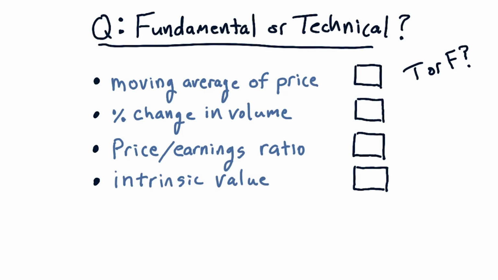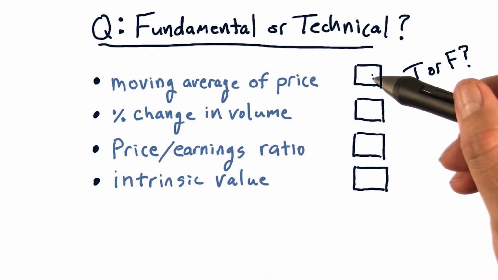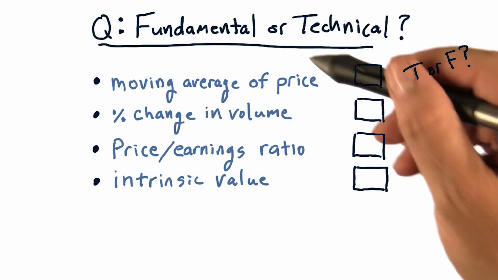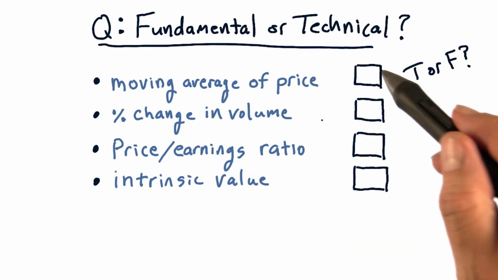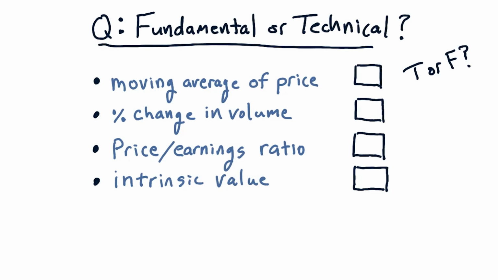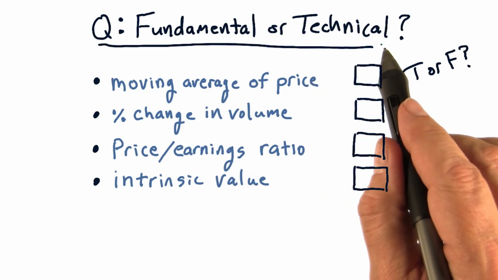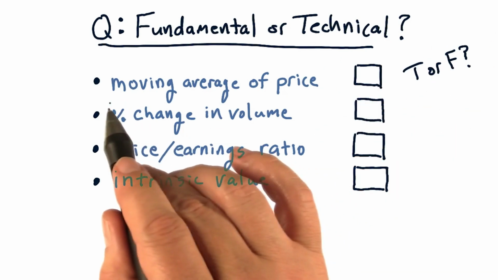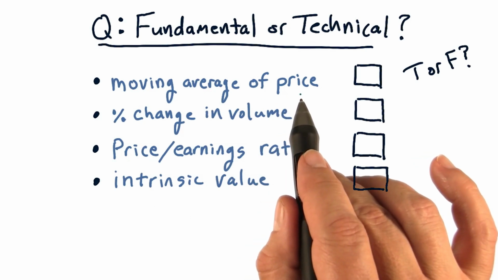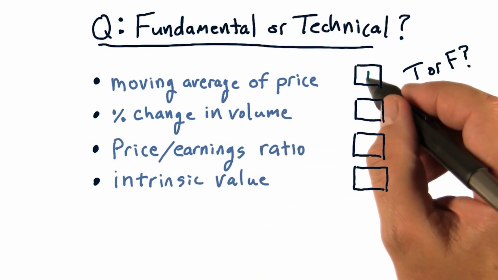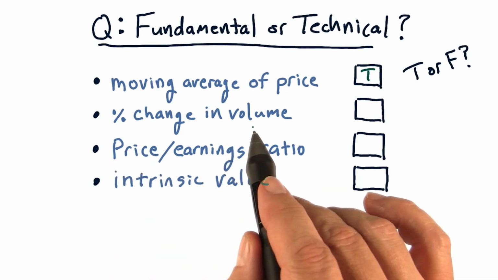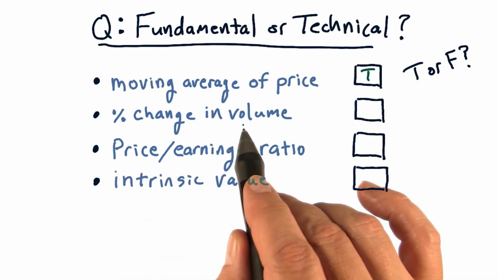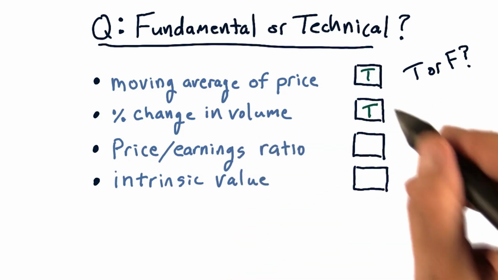Okay, now that you know some differences between fundamental and technical factors, I want you to look at each one of these four factors and fill in this box, T for technical or F for fundamental. So for each one, decide whether it's technical or fundamental and fill in the box. Remember that technical factors use only price or volume, whereas fundamental factors use other components. So moving average of price is only using price, so that one's technical. Percent change in volume is only using volume, and that's allowed for technical factors, so that one's technical.